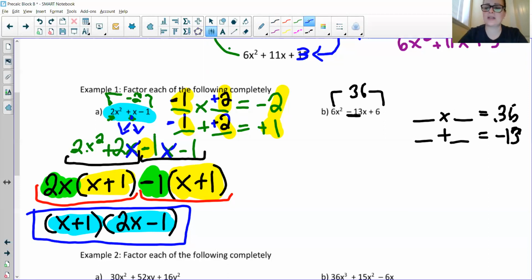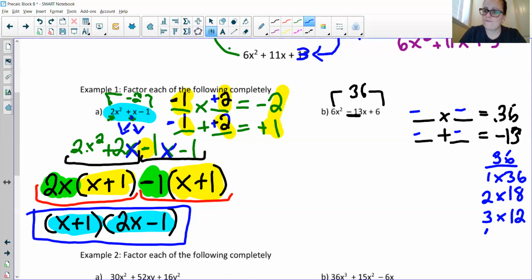All right, so if you're not sure what those numbers are right away, you can always take 36 and go through all the factor pairs. So we have a product that is positive, which means they both have to be positive or they both have to be negative. But because there's a negative sum, it means we're dealing with two negative numbers that, when added together, will combine to make negative 13. So we're going to make all the factor pairs of 36. 1 times 36 is 36. 2 times 18 is 36. 3 times 12 is 36. 4 times 9 is 36.